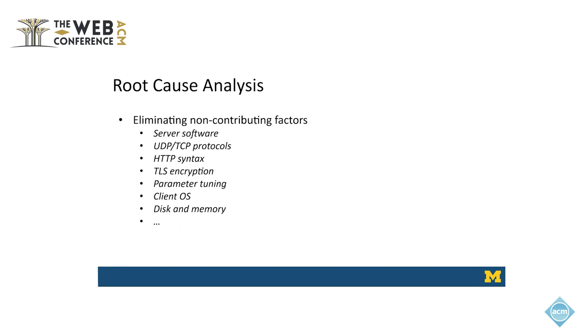So with these QUIC and HTTP2 results on various applications, we want to identify the root cause of the observed performance gap. We start by ruling out various factors. We have done a lot of small experiments to make sure the following factors are not the main reasons for QUIC slowness. They include web server software, difference in download performance of UDP and TCP itself, difference in HTTP syntax and TLS, some specific QUIC parameter configurations such as packet pacing, the client operating systems, and factors in disk and memory.